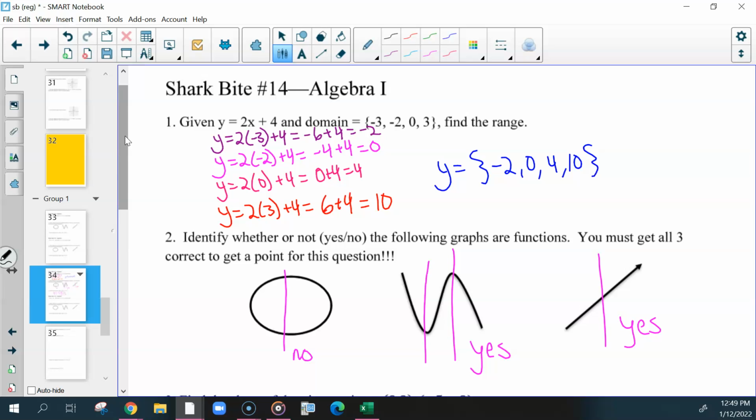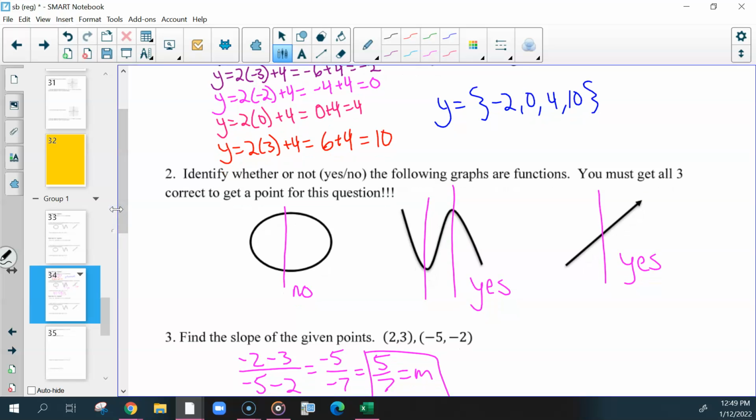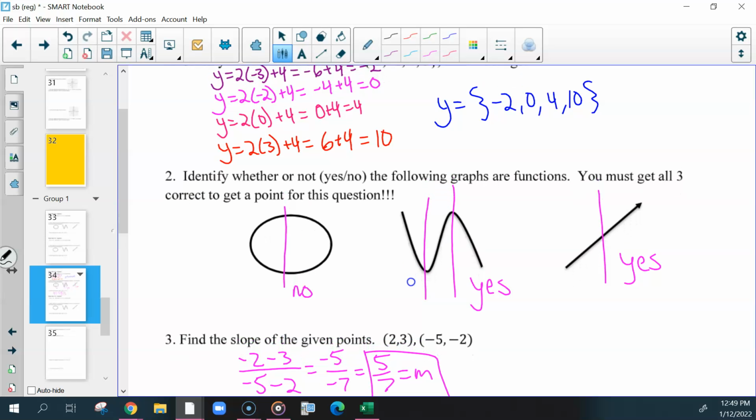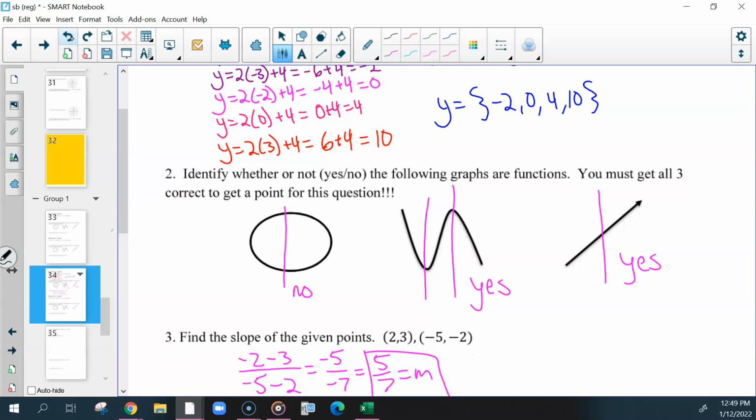For number 2, we're looking at each of these graphs to see, are they functions or are they not? So here you could have used the vertical line test to see if it touches more than one place. If it does touch it in more than one place, it would not be a function. If it doesn't, then it would be a function. So this is not a function, and these two are. Questions on number 2?